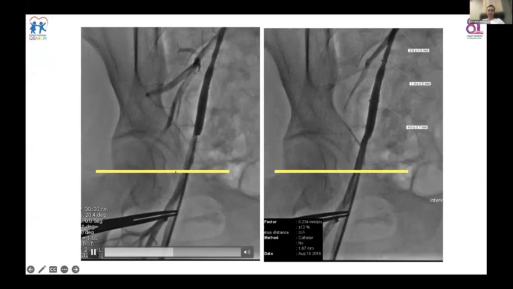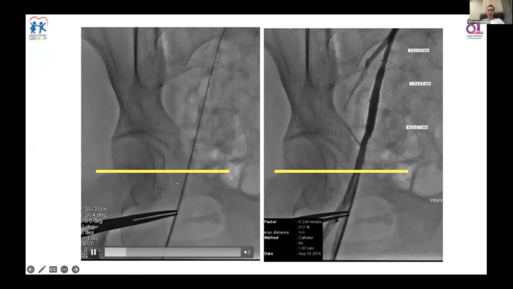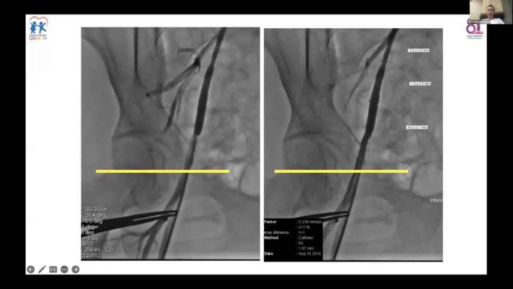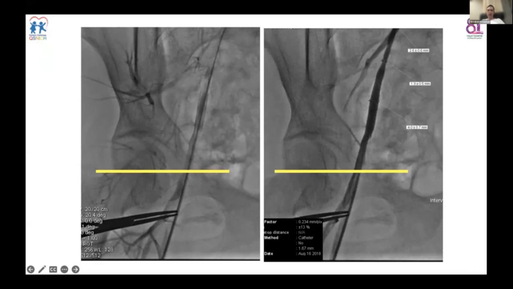And also, most of the time, I need to make sure that my puncture is at the middle part of the head of femur. As you can see here, it's above the bifurcation of the femoral artery. And also you need to check the angio before the procedure, because that's important.